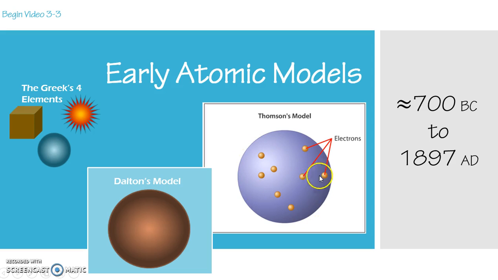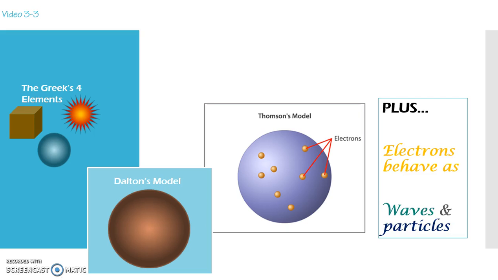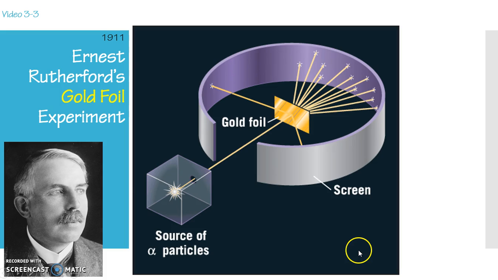Anyway, now that we know that there's parts to an atom, that kind of moves forward with the plum pudding model of Thomson. And so now it's about 1900. We've talked about how in the early 1900s scientists were figuring out that electrons behave as waves and as particles. We always talk about particles, but they also behave like waves.